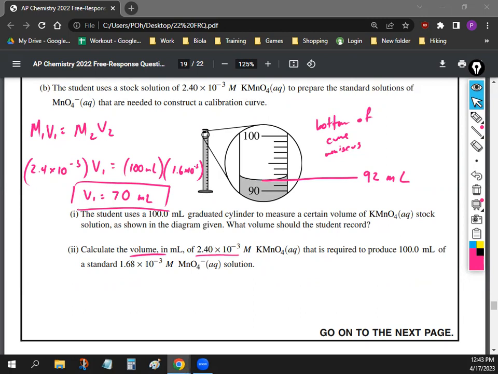And I don't think this formula is on the equation sheet you'll get, so you'll just have to memorize it if you like this, but I think it's a pretty easy one to remember.